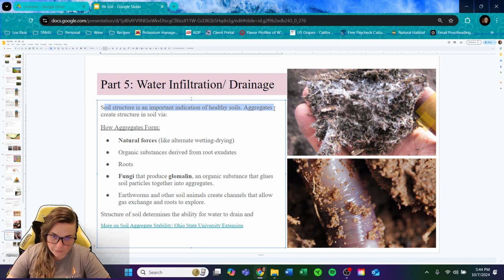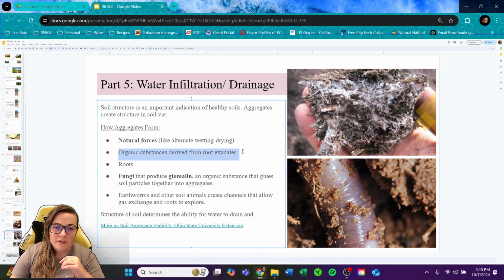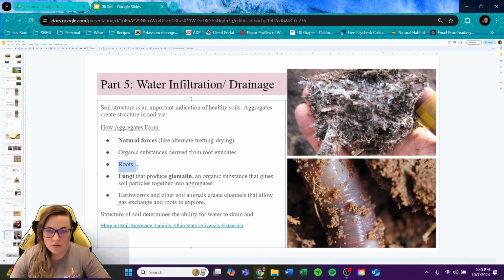So how do aggregates form? They form naturally. Natural forces, so wetting and drying alternately, can create lumps and aggregations in soil. Also, organic substances derived from root exudates: roots will secrete these substances that create aggregates around them as well. It's very natural, happens all the time. Roots themselves pushing through the earth and moving soil will create aggregates. Then we also have fungi, which is very cool, which produce something called glomalin. It's an organic substance that glues soil particles together into aggregates.